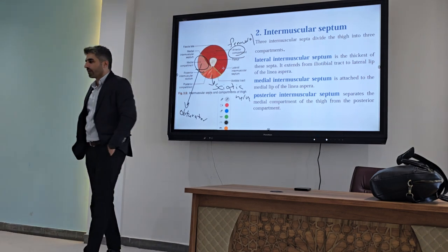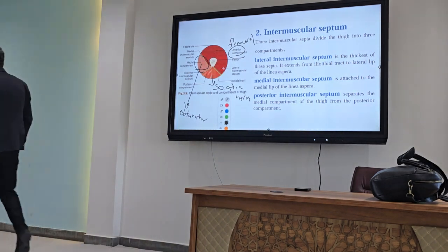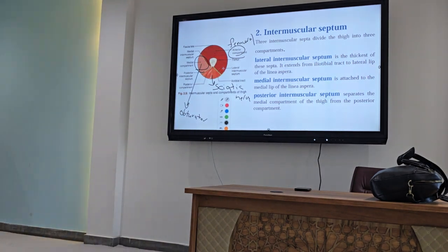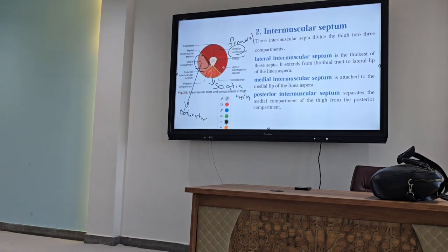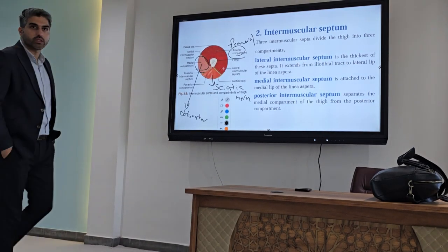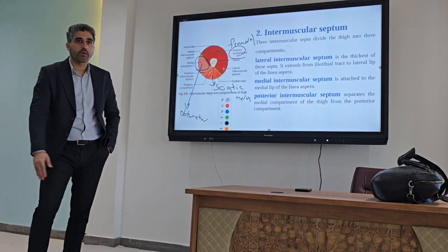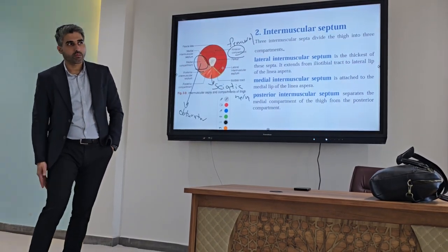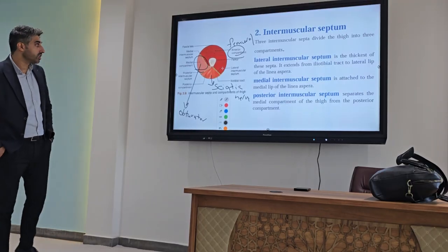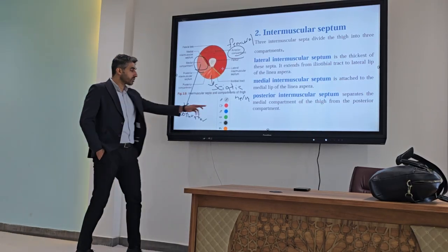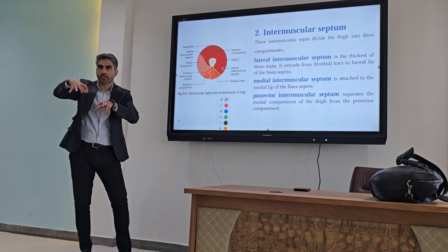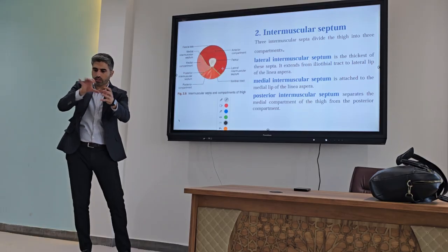So we have 3 compartments. Each compartment has a specific function, and each compartment has a specific nerve. Anterior compartment, femoral nerve for the muscles. Medial compartment, obturator nerve. Posterior compartment, sciatic nerve. So which structure divides the compartment? Anterior from medial, medial from posterior.